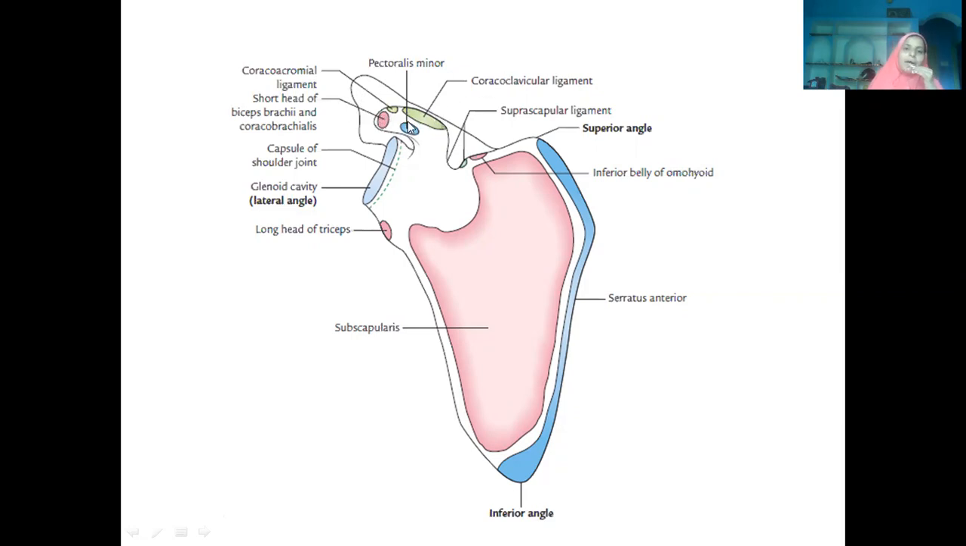coracoclavicular ligament. And not only that, there is a connection between the coracoid process and the acromion process. You call the name of that ligament the coracoacromial ligament. These ligaments we will study again when we do the shoulder joint, because they support the shoulder joint superiorly. Okay. And then this is the suprascapular notch. We know it is bridged by the suprascapular ligament.